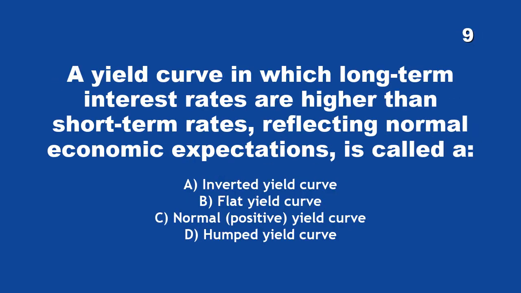A yield curve in which long-term interest rates are higher than short-term rates, reflecting normal economic expectations, is called a, option A, inverted yield curve. Option B, flat yield curve. Option C, normal, positive, yield curve. Option D, humped yield curve. The correct answer is C, normal, positive, yield curve.